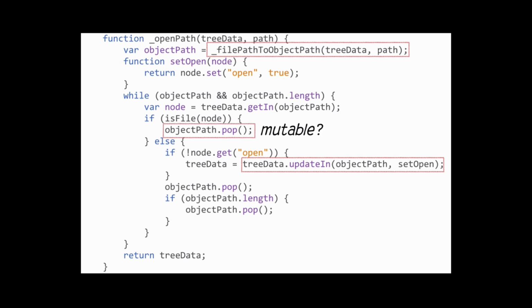So this function has no side effects, and that means that what it does is it changes the tree data, having opened up the right directories, and it returns the new tree data.